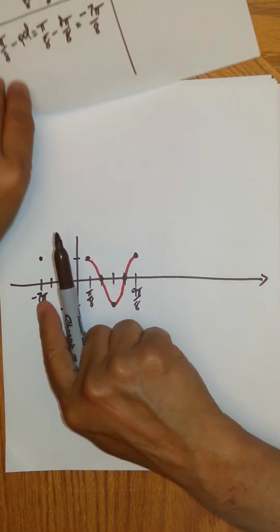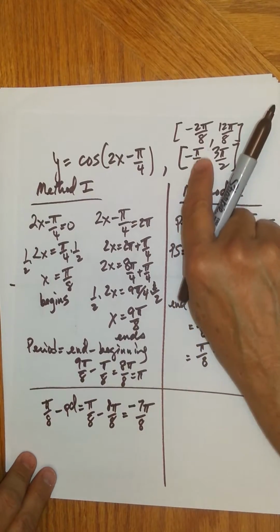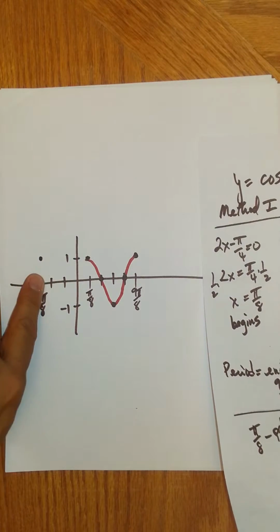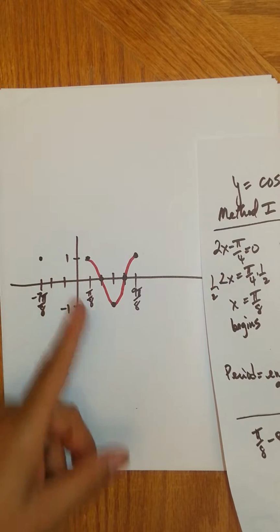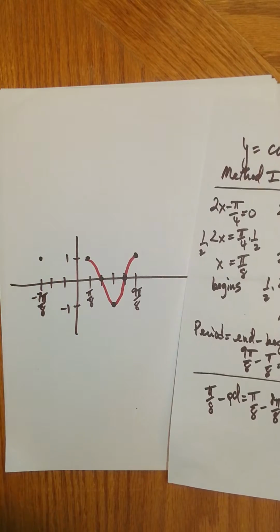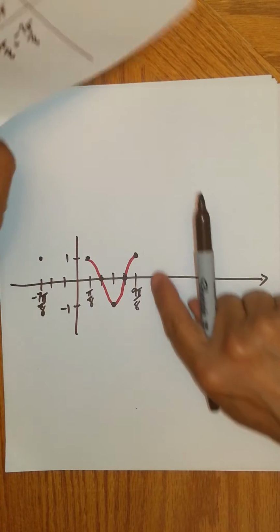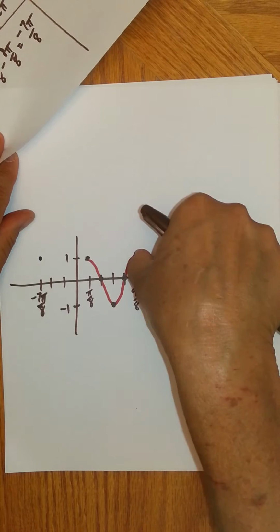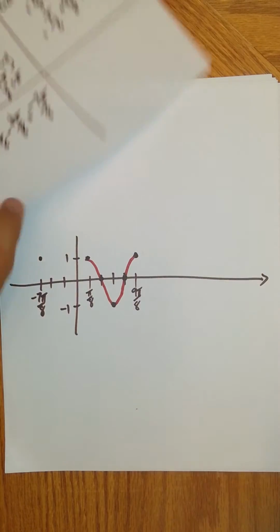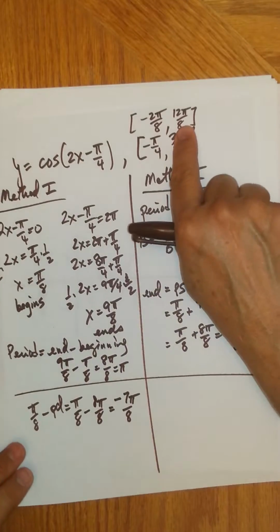And will that go farther than I need to? Well, yes, I only need to go to negative 2 pi over 8. So I'm already back here at negative 7 pi over 8. Negative 2 pi over 8 is somewhere in here. So I will have shown what I needed to show. So now let's go the other way and take the 9 pi over 8 and add the period, get another wave, and see if we exceed 12 pi over 8.